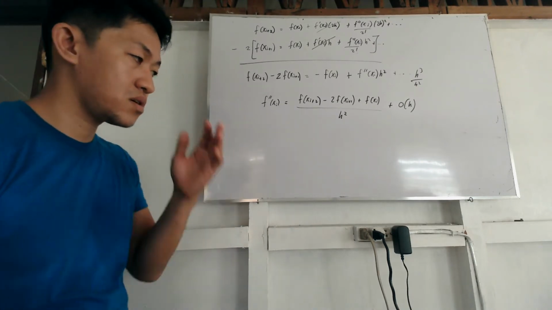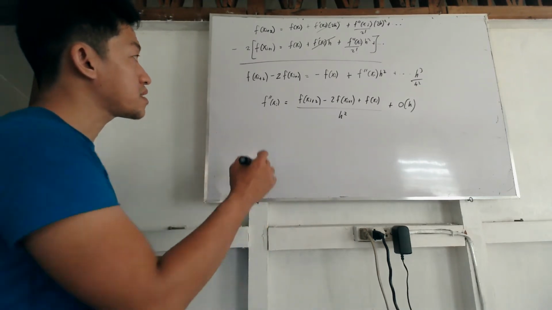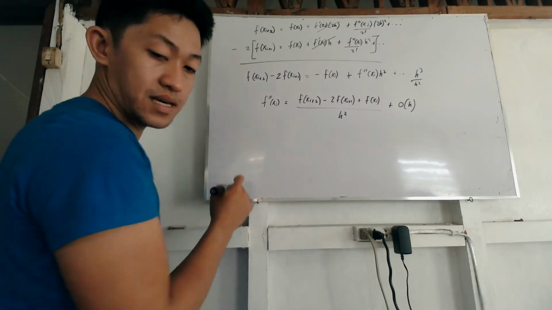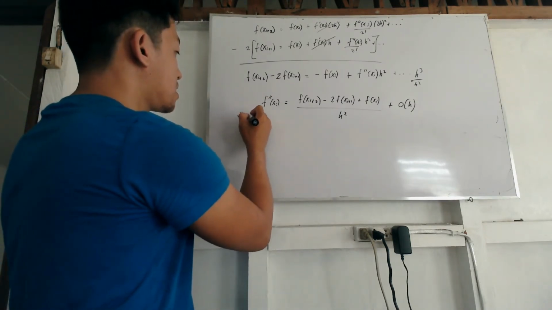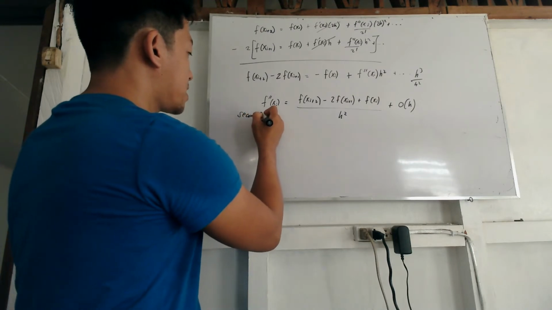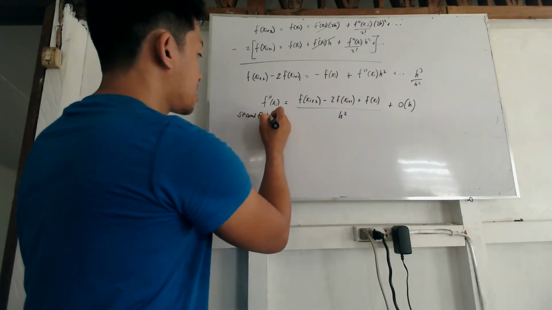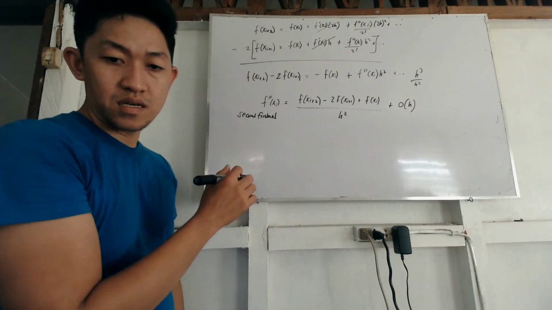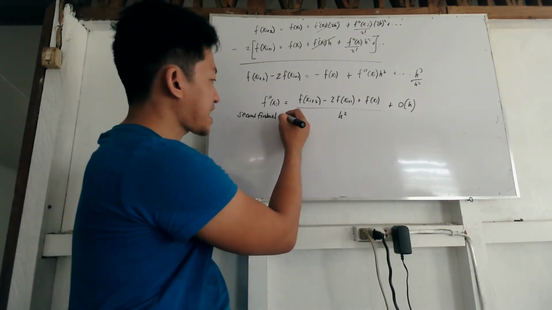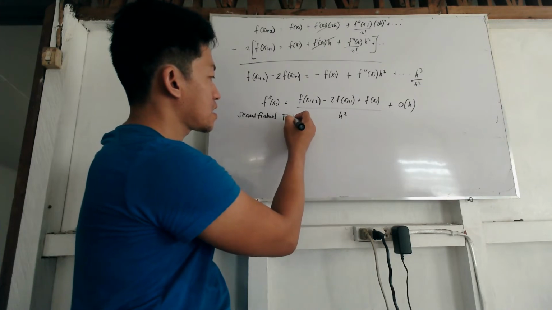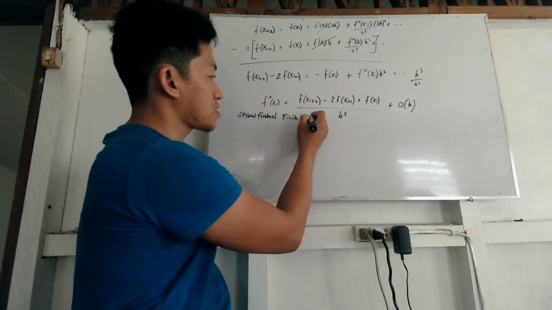And then in the same way, we'll arrive. By the way, this is the second forward finite divided difference.